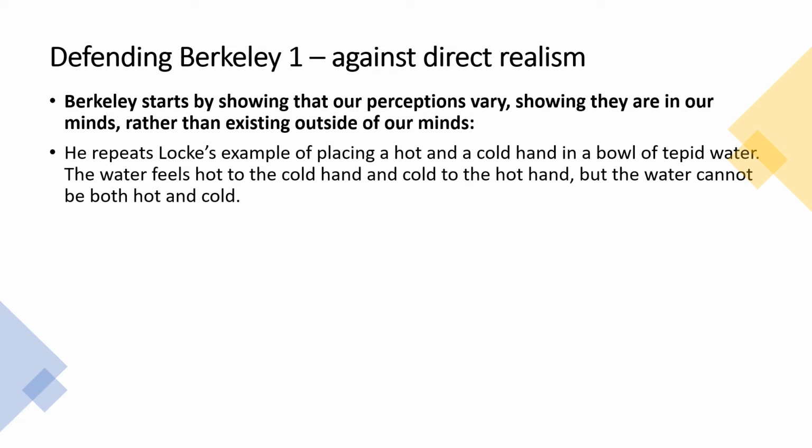He uses some of the examples that Locke uses here. He repeats the example of placing a hot and a cold hand in a bowl of tepid water, so water which is neither particularly hot nor cold. The water feels hot to the cold hand and cold to the hot hand, but the water cannot be both hot and cold, which shows that the variation there is to do with what's in our mind's perception of the water rather than the water itself.